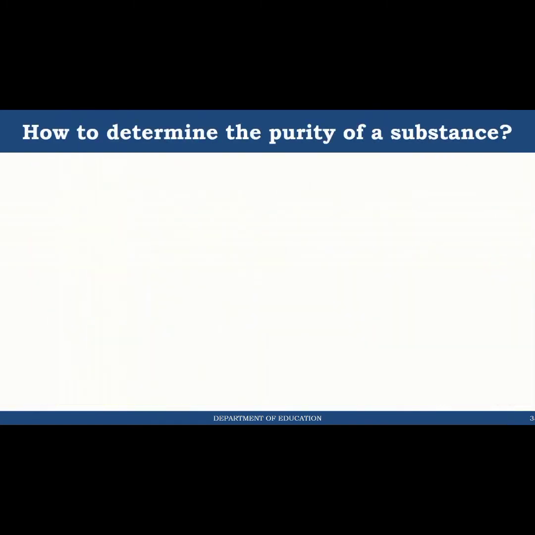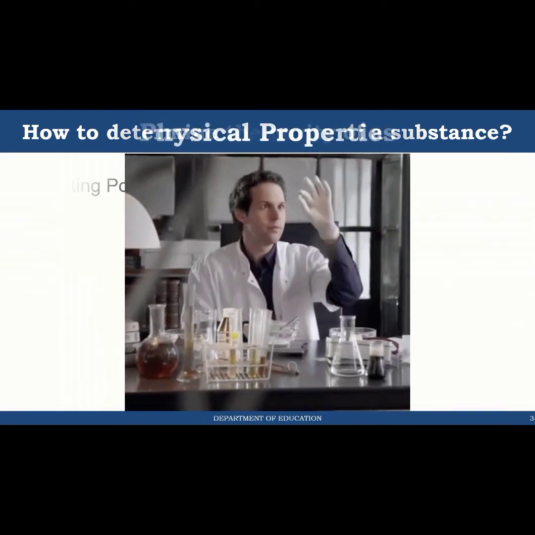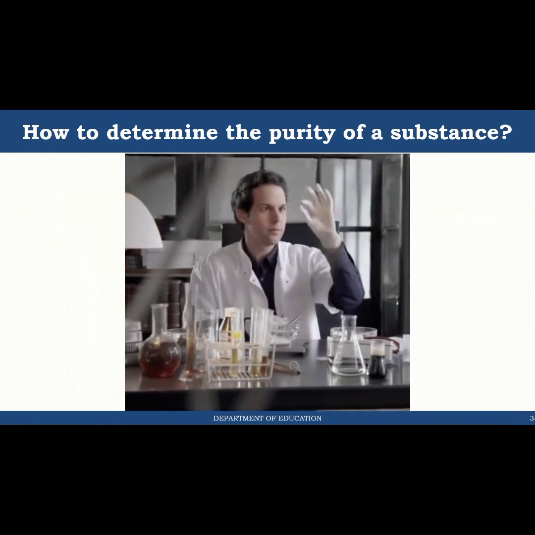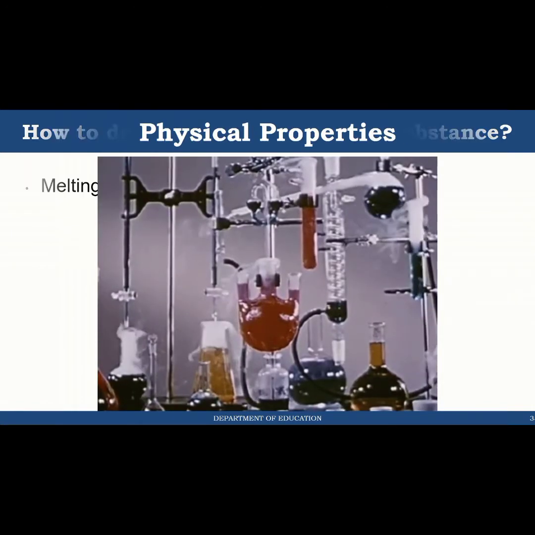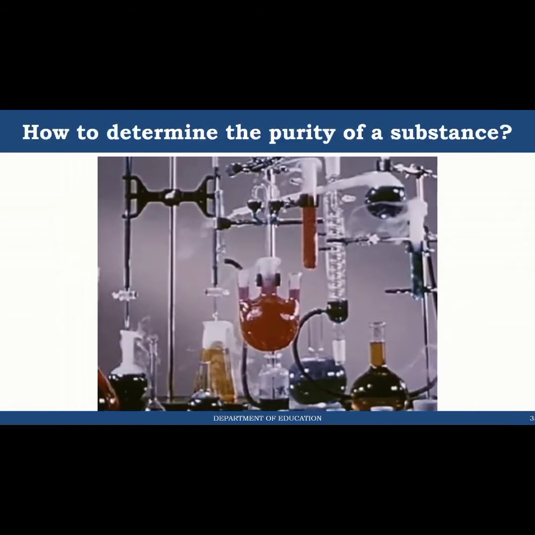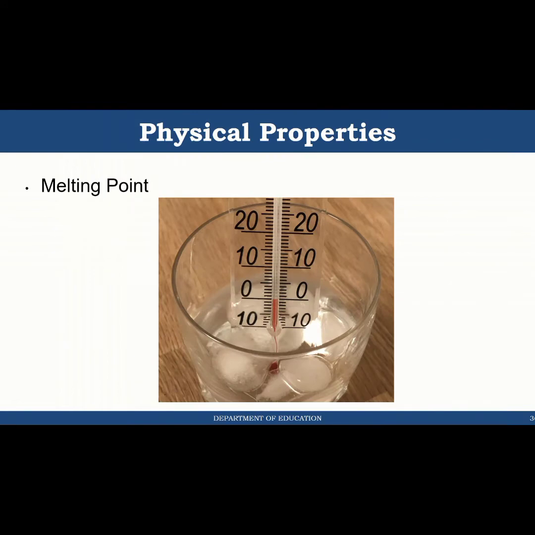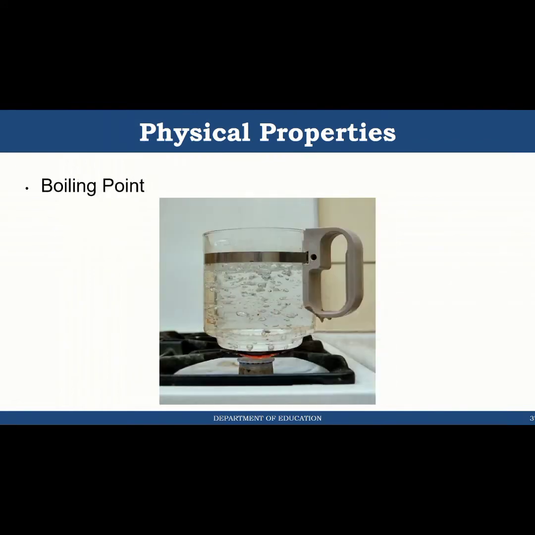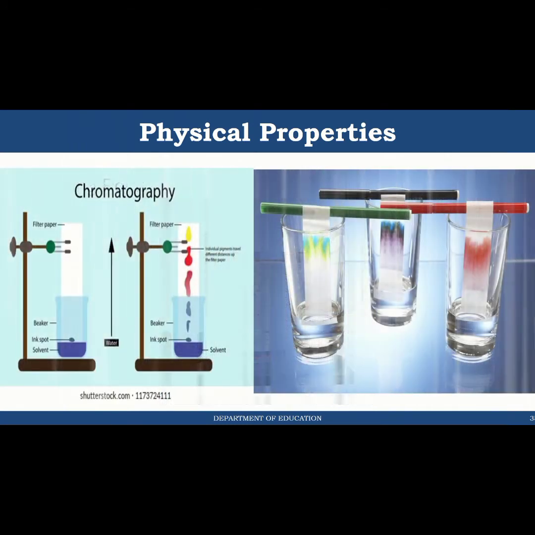How do you determine the purity of a substance? There are a lot of analytical techniques and modern laboratory equipment that chemists use to determine the purity of a given substance. You can also determine the purity of a substance by analyzing some of its physical properties. These properties are the melting point and the boiling point. You can also determine the purity of a given liquid through a laboratory technique called chromatography.